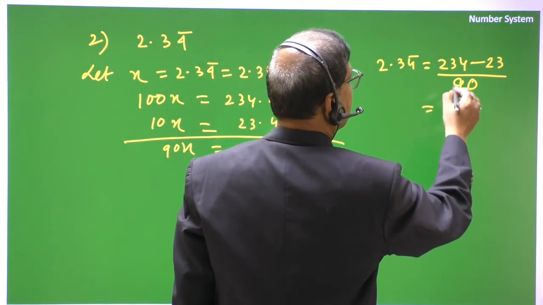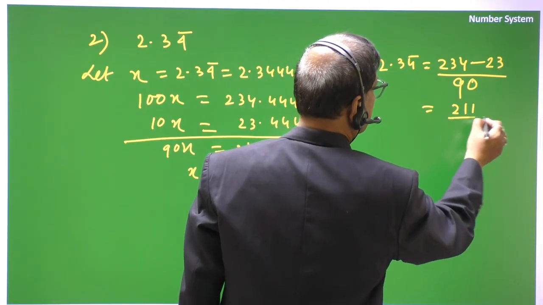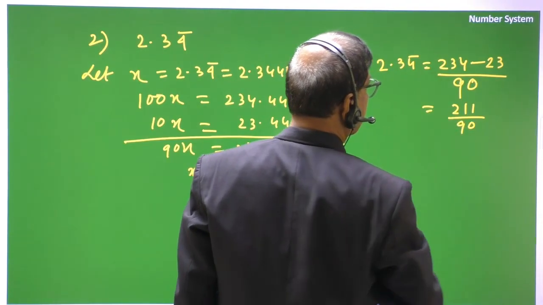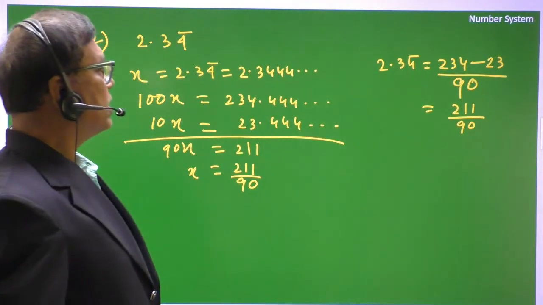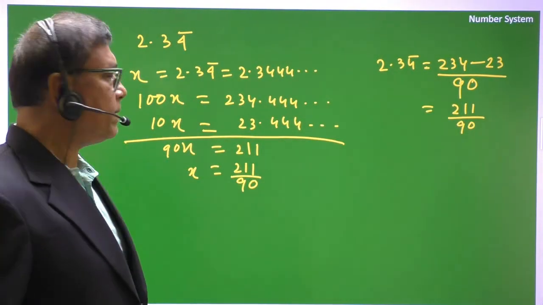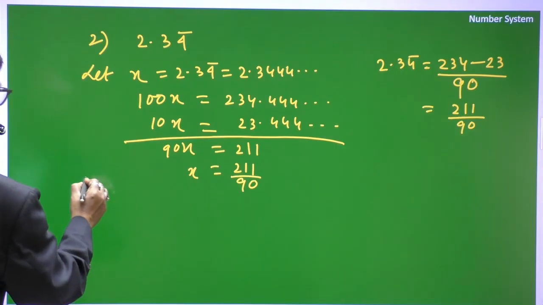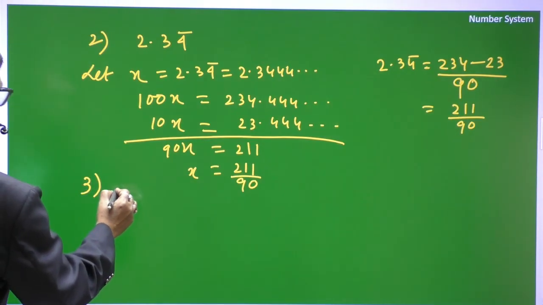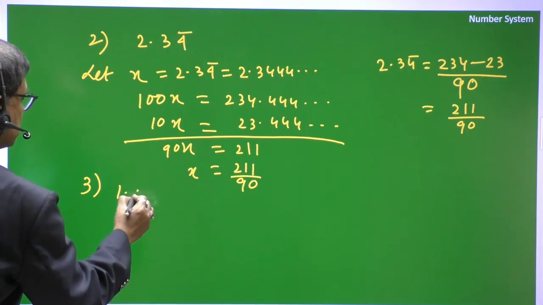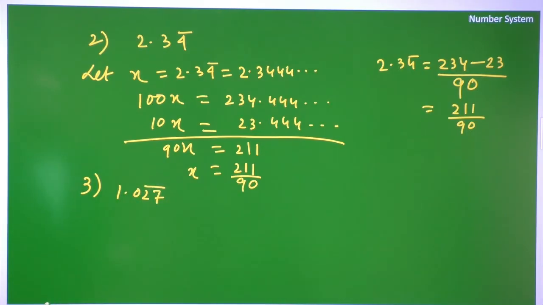4 minus 3 is 1 and 23 minus 2 is 21. So 211 upon 90 is the answer, and see, the same answer we are getting. Is it clear? So now the third sum, 1.027 recurring on 27.